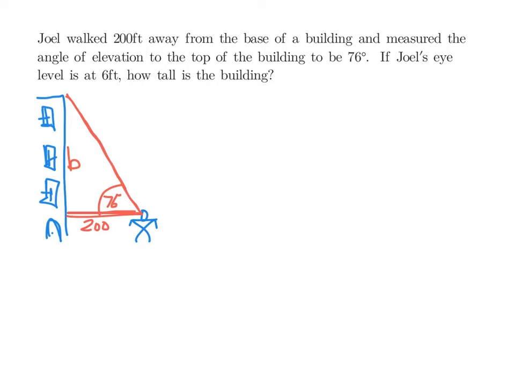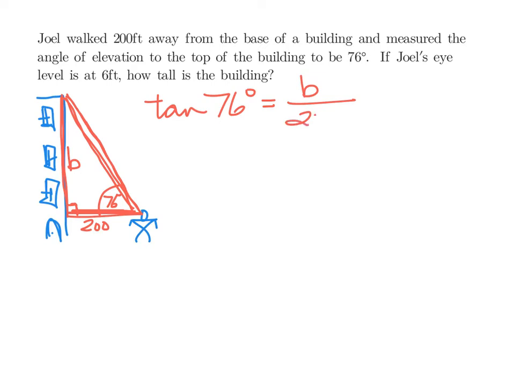When you draw your picture, since we're talking about trig, you really want to try and find a right triangle. And what I have drawn here is a good right triangle. I have my angle of 76 degrees. B is the opposite side, and that 200, that's the adjacent side. So thinking about opposite and adjacent, that sounds like tangent. So tangent of the angle, 76 degrees, is opposite over adjacent.